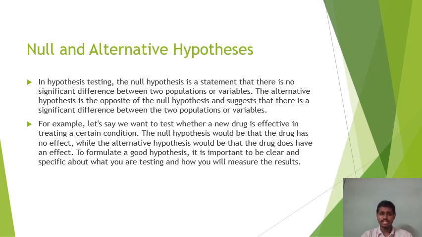For example, let's say we want to test whether a new drug is effective in treating a certain condition. The null hypothesis would be that the drug has no effect, while the alternative hypothesis would be that the drug does have an effect. To formulate a good hypothesis, it is important to be clear and specific about what we are testing and how we will measure the results.